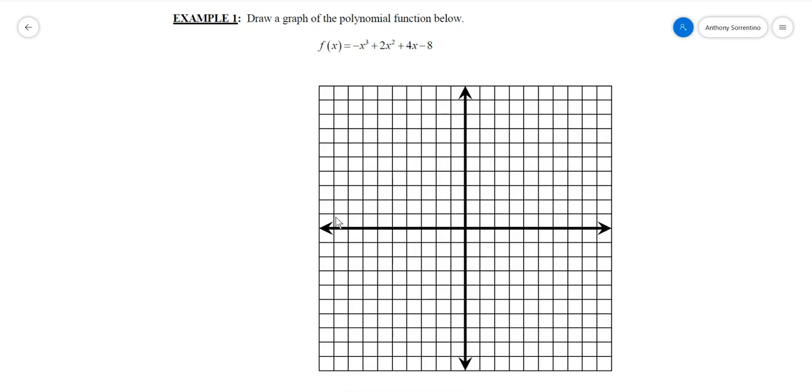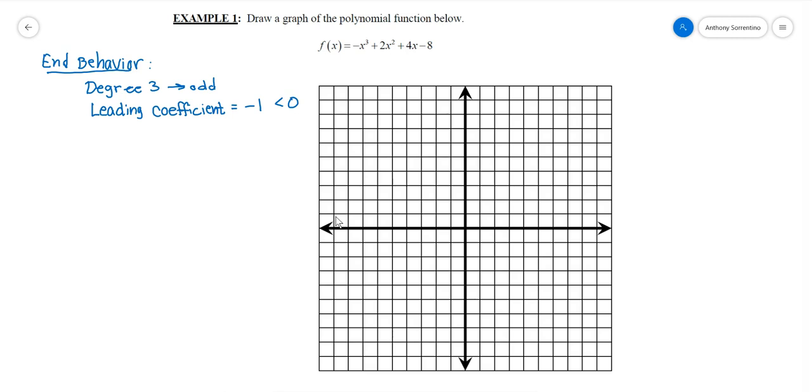So first of all, I want to talk about the end behavior. The end behavior comes from me knowing the degree of the polynomial and the leading coefficient. So I know it's a degree n, or degree 3, which is odd. And I know that the leading coefficient is negative 1, and that's less than 0.